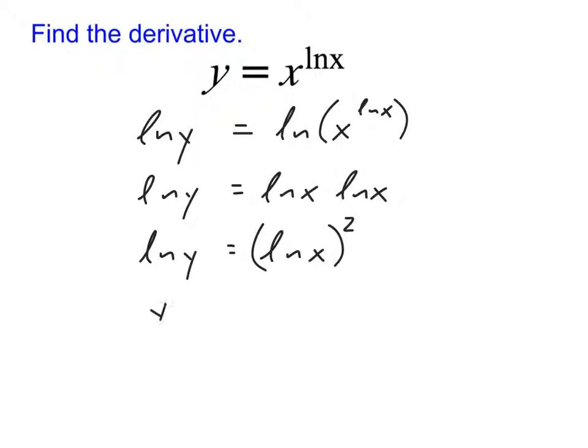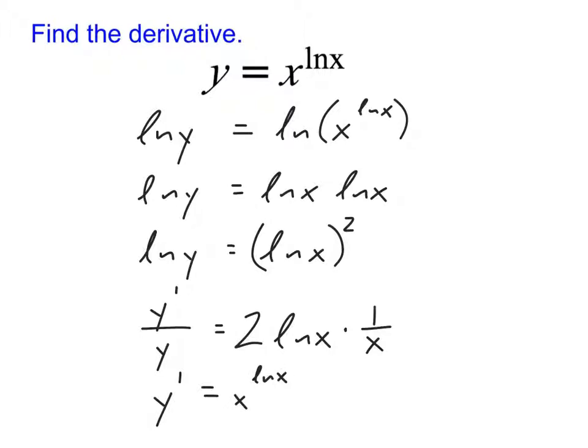Now I go ahead and find my derivative. So on the left side, that's going to be y prime over y, because remember it starts as 1 over y times y prime. I'm just simplifying that into y prime over y. And then I'm going to use chain rule here, so that's going to be 2 times the natural log of x times the derivative of natural log of x, which is 1 over x. Last thing, move the y to the other side and simplify. So that's going to be x to the natural log of x times 2 times the natural log of x over x.